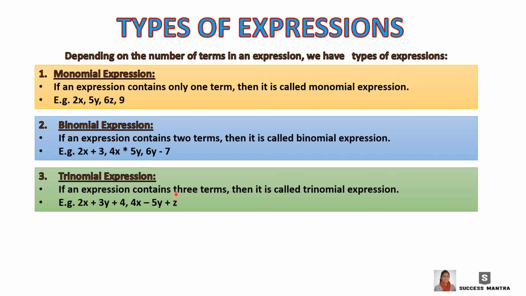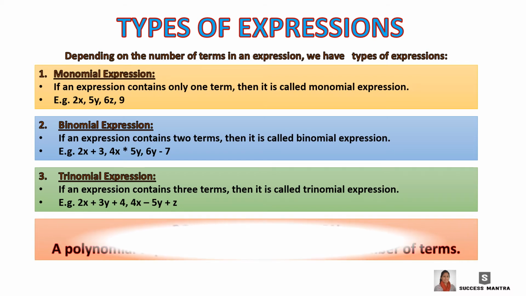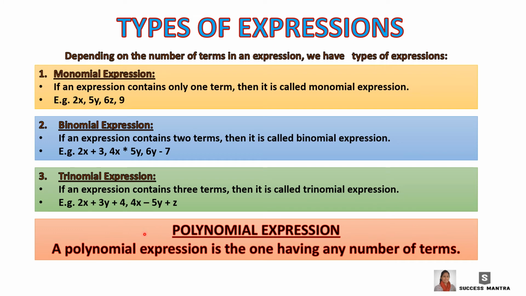If the expression contains three terms, then it is called trinomial expression. That is 2x plus 3y plus 4, 4x minus 5y plus z, etc. So here you can see three terms. And polynomial expressions are those expressions having any number of terms. So monomial expression is also a polynomial expression, binomial is also a polynomial expression, and trinomial is also a polynomial expression. So a polynomial expression can have any number of terms.